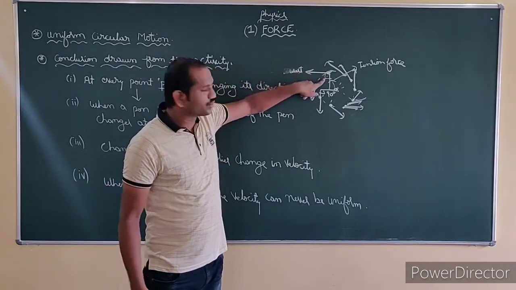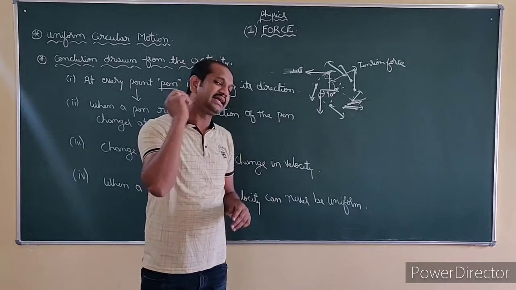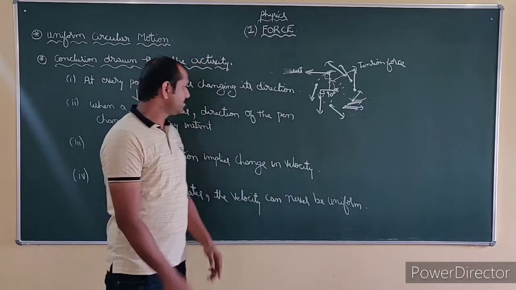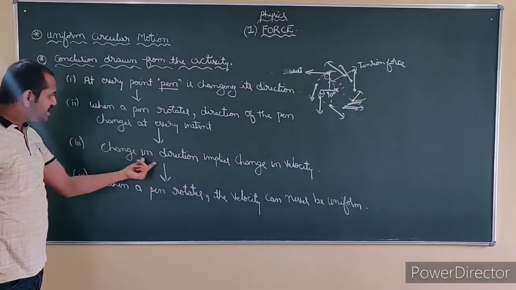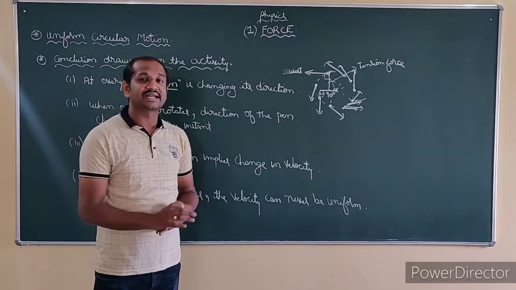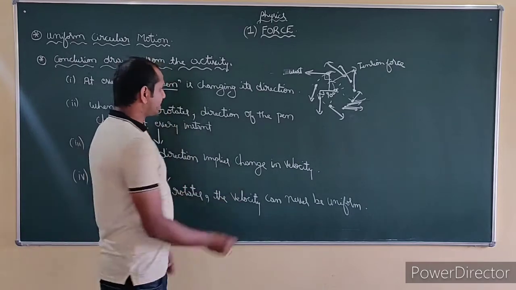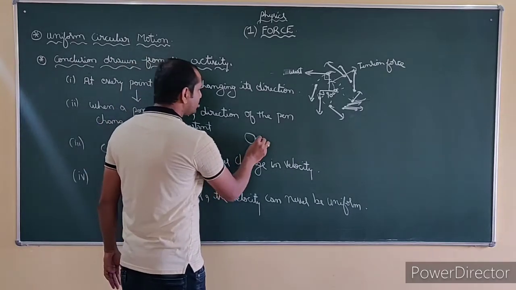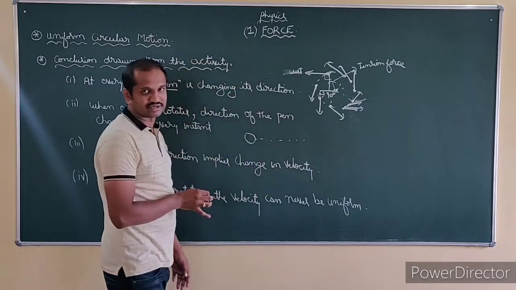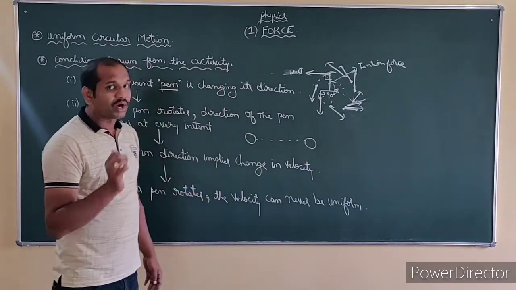What is the angle? I told you. The angle between the force and the direction will always be 90 degrees, wherever it is. Understand? Next, changing direction implies changing velocity. This you have studied right from your 9th class, motion in one dimension. Remember always, for example, if an object keeps on moving in a straight direction, what happens?